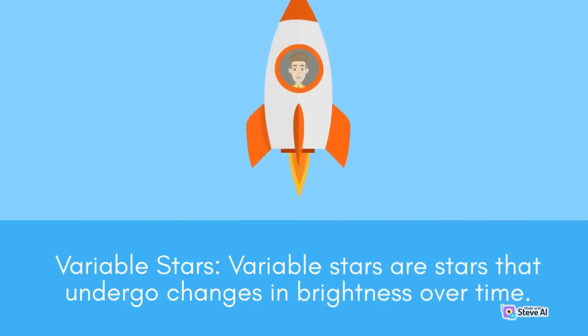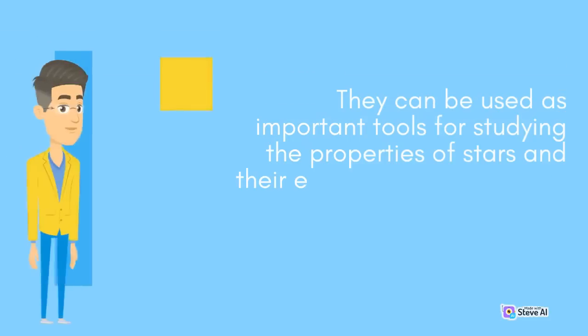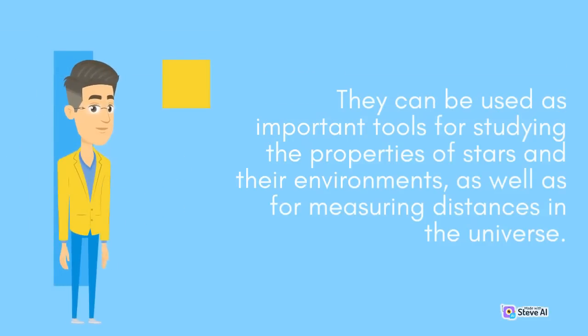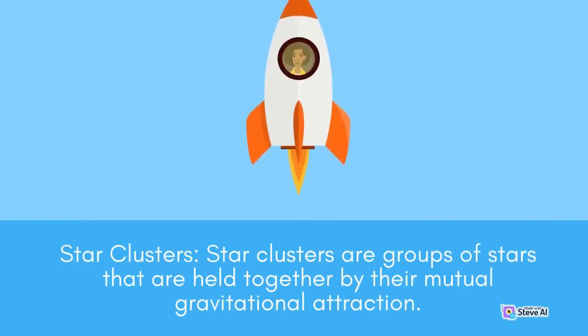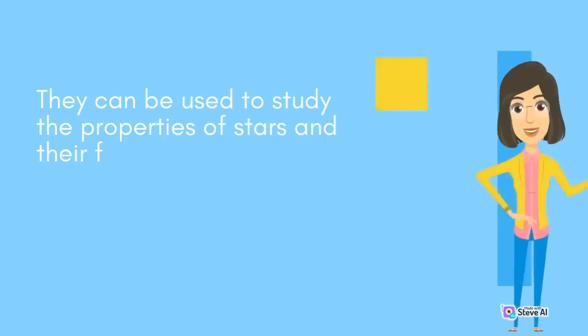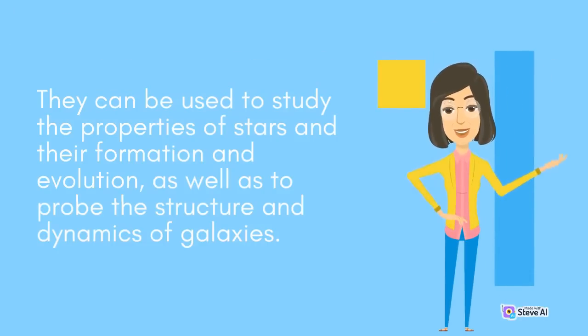Variable stars. Variable stars are stars that undergo changes in brightness over time. They can be used as important tools for studying the properties of stars and their environments, as well as for measuring distances in the universe. Star clusters. Star clusters are groups of stars that are held together by their mutual gravitational attraction. They can be used to study the properties of stars and their formation and evolution, as well as to probe the structure and dynamics of galaxies.